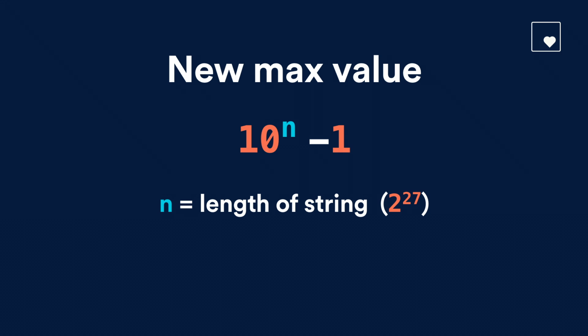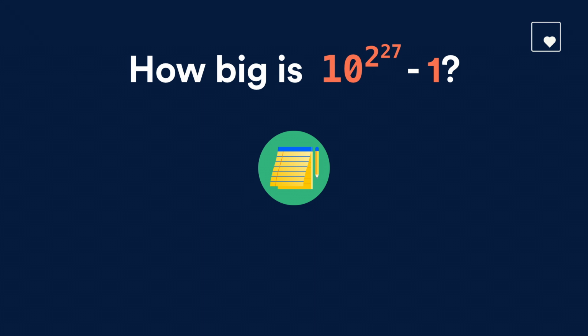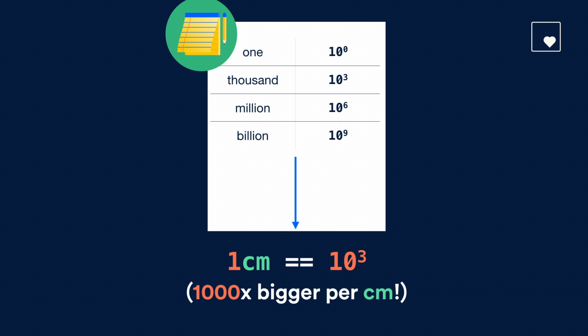So we have this new max value of 10 to the n minus 1, but what does that even mean? How big have we gotten? I've come up with this analogy, which I'll be using for the rest of the talk as well. Say we had a sheet of paper, and on that sheet of paper we start writing numbers. On the first line we write the number 1, and then 1,000 on the next line, 1,000,000 on the line after that, 1,000,000,000 and so on. Each line is a centimetre big. The thing to note is that each centimetre is 1,000 times bigger in value than the centimetre before it.